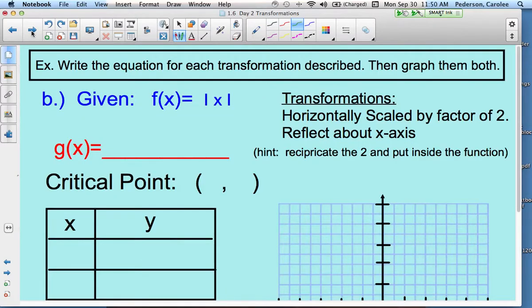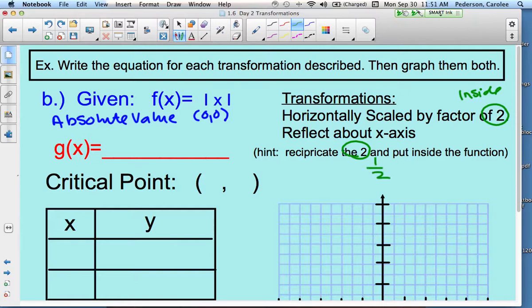Our last example now is an absolute value function. There are two transformations. Remember, the shape of that absolute value function is the shape of a V. Its critical point will be 0, 0. And we want to horizontally scale it by a factor of 2. So that's going to be inside the function. We have to think opposite. We're going to reciprocate that 2 as 1 over 2.